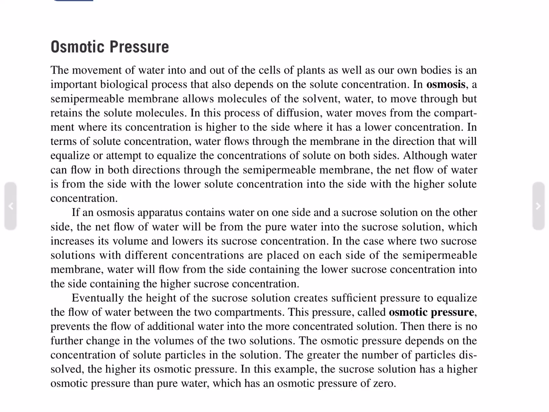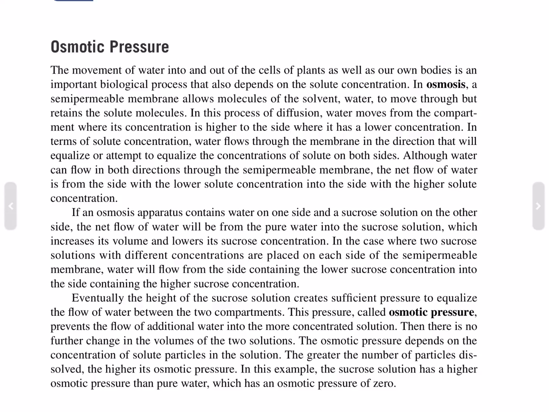Eventually, the height of the sucrose solution creates sufficient pressure to equalize the flow of water between the two compartments. This pressure, called osmotic pressure, prevents the flow of additional water into the more concentrated solution. Then there is no further change in the volumes of the two solutions.